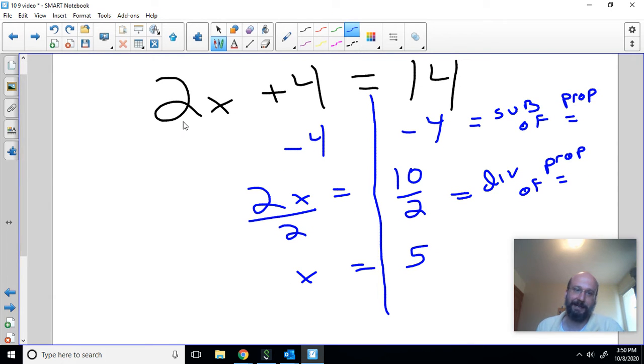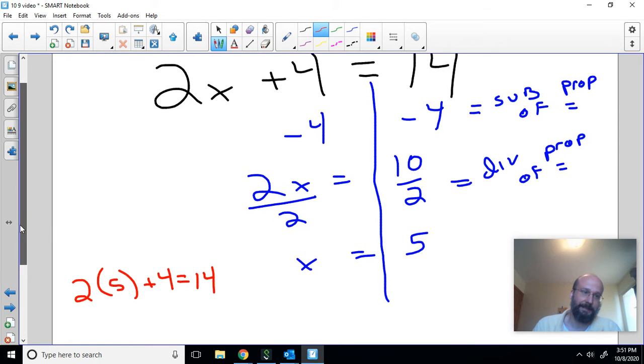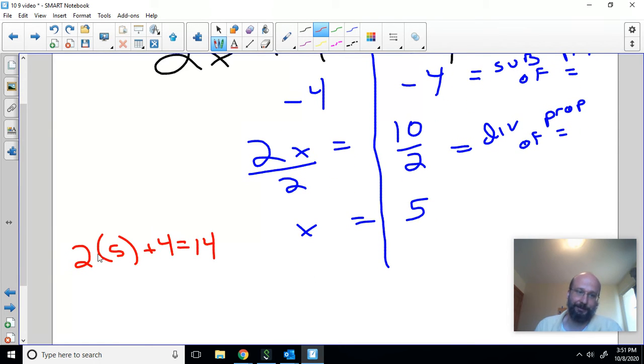So x equals 5. Remember to check the answer. You substitute 5 in for x. So 2 times 5 plus 4 equals 14. And then you do the math. 2 times 5 is 10, plus 4 equals 14. 10 plus 4 is 14. 14 equals 14, right? I'm checking 14, and I get the right answer.